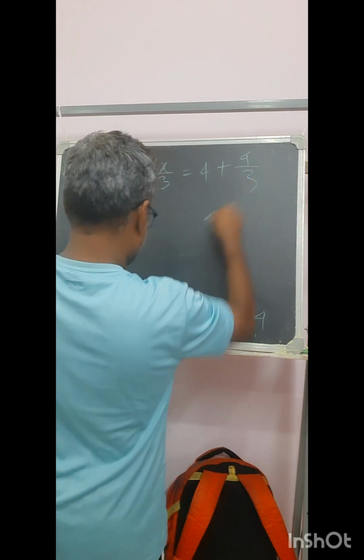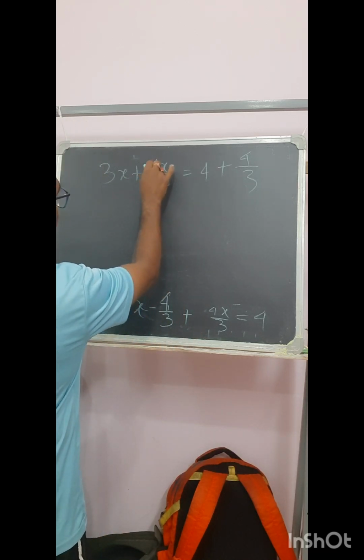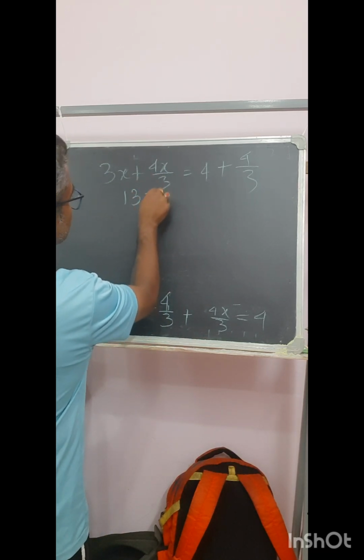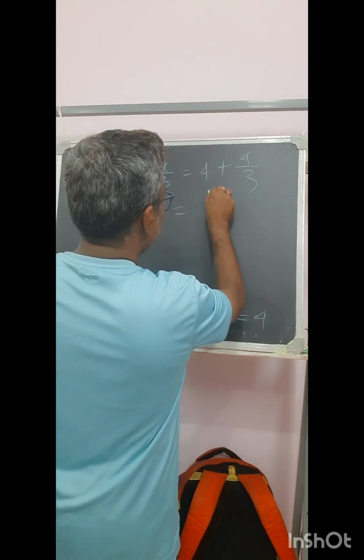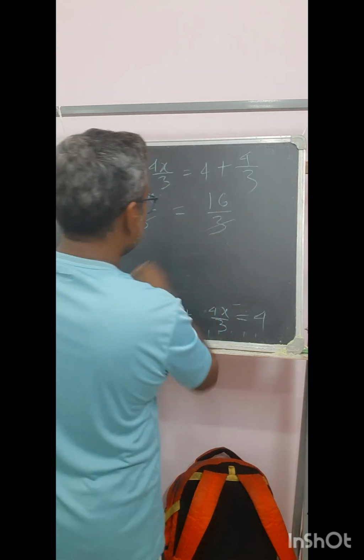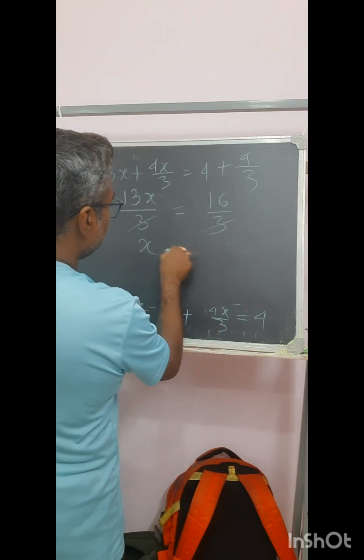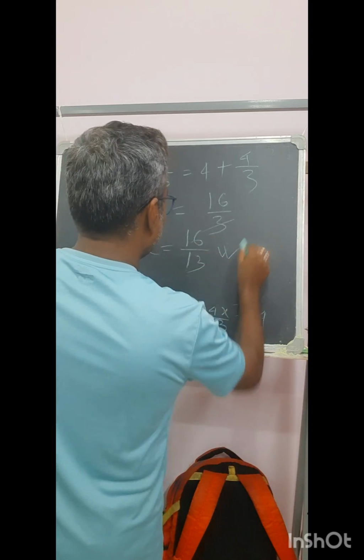4 by 3, sign change here. So this will be 9x plus 4, 13x by 3. Here it is 12 plus 16, 3. Now as both the denominators are the same, I can cancel them out. So my remaining value is 16 by 13. So this will be my value of x.